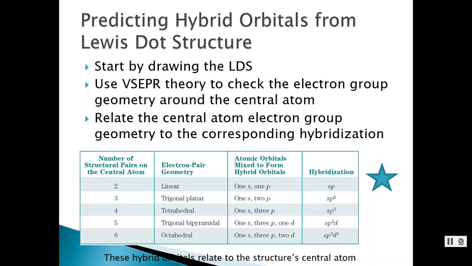Well, it turns out that we can do something similar when looking at the hybridization of the central atom. Knowing what that hybridization is, or knowing what hybrid orbitals are used in that molecule, we can then determine not only electron pair geometry, which is what you will need to do for your online homework, but we can also link it to its molecular geometry. So this starred chart relates hybrid orbitals to the structure's central atom.